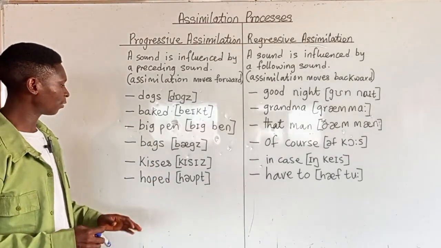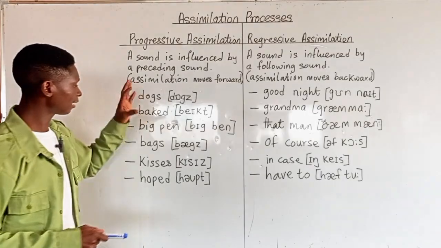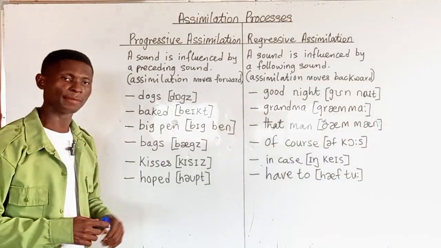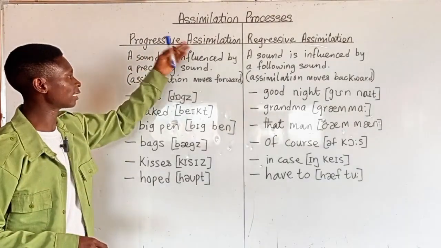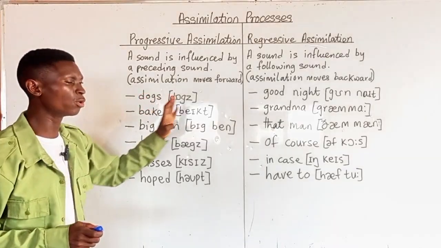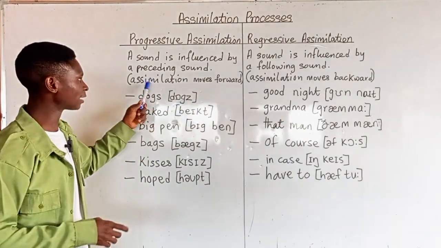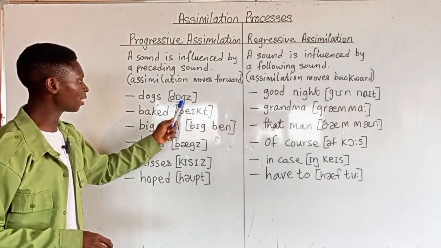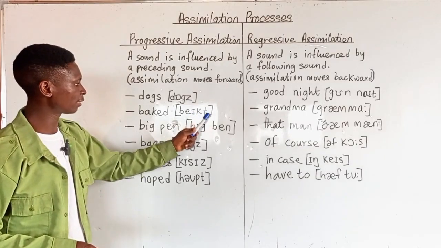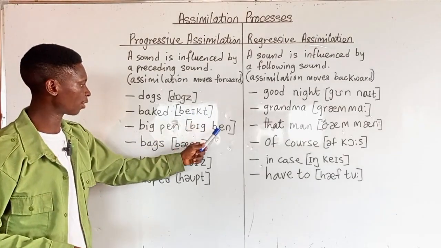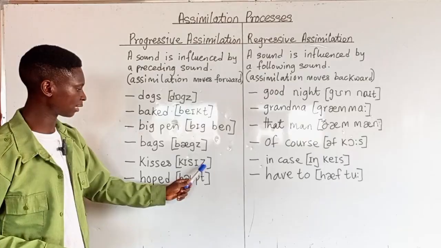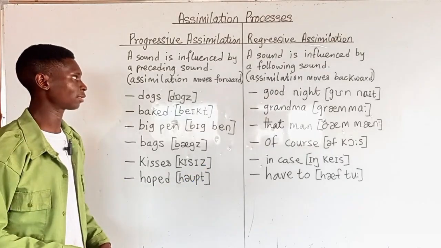So these are phonological processes, and specifically it is known as assimilation. And which type of assimilation? Progressive assimilation. Why? Because the assimilation moves forward. This sound affects this. This one affects this.